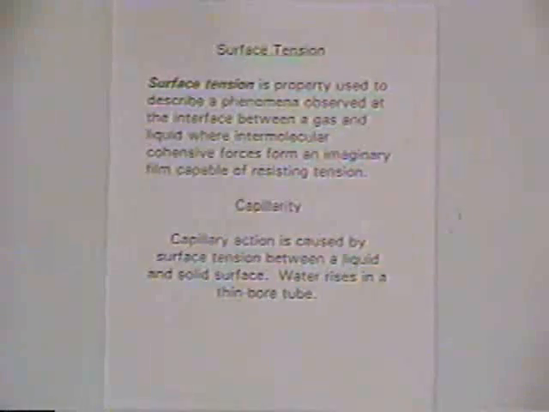Now, there's a phenomenon that occurs which we call surface tension at the interface between a gas and a liquid. The intermolecular cohesive forces are such that there's an imaginary film formed, and you can do things like float a pen on the surface of a liquid, or maybe an insect can float. Some object that has a density greater than the liquid can actually float in the liquid due to surface tension.